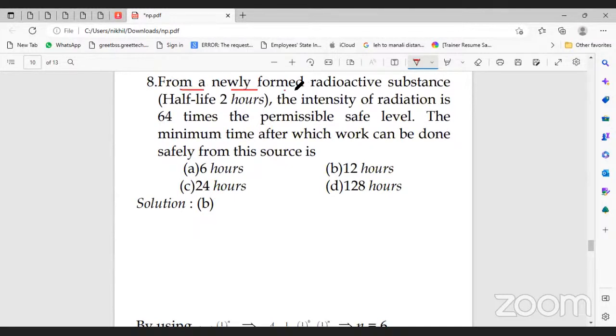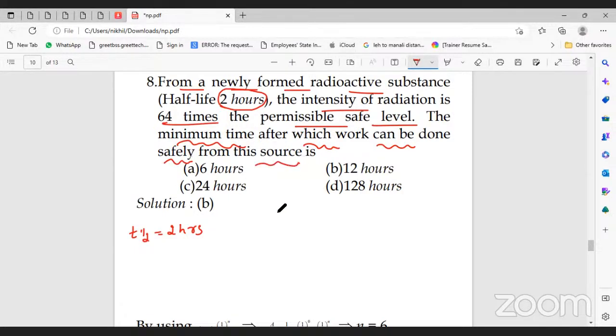From a newly formed radioactive sample, the half-life is 2 hours. The intensity of the radiation is 64 times the permissible safe level. So up to 64 times, nothing will happen. It is permissible for the safe level. Then what is the minimum time after which work can be done safely from this source?